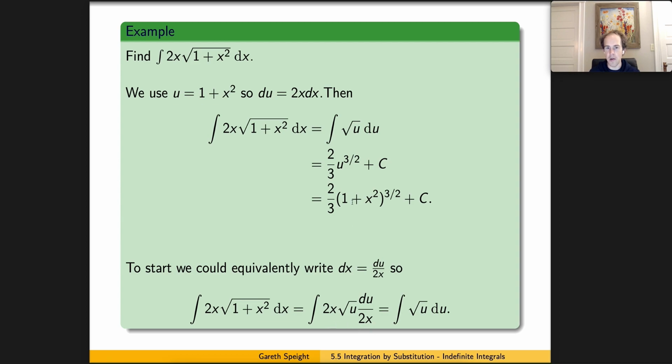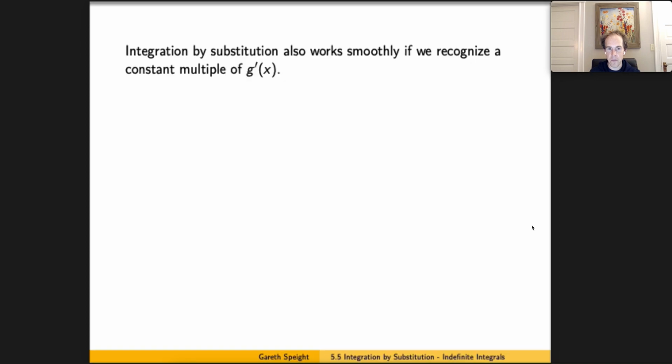So it's up to you. You can either think about having 2x dx and replacing that by du, or you can think of replacing the dx by du divided by 2x, and then canceling the 2x afterwards. So they're just two ways of looking at the same problem. And you will get the same answer, of course, once you go to the integral of square root u.